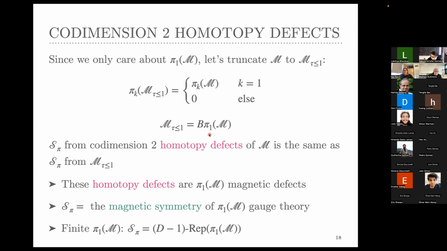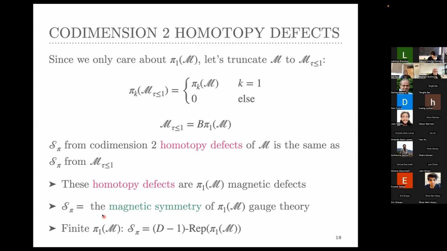Because M1 is the classifying space of pi 1, the homotopy defects will just be the same as the magnetic defects of pi 1, and you can check this for yourself. It's simple. Anytime you have discrete gauge theory, you know that the codimension 2 magnetic defects are classified by the conjugacy classes of the gauge group. That's exactly how the codimension 2 homotopy defects of M were classified, right? They're classified by the conjugacy classes of pi 1. Since the homotopy defects are the magnetic defects, what that means is that the symmetry S is just the magnetic symmetry of pi 1 gauge theory.